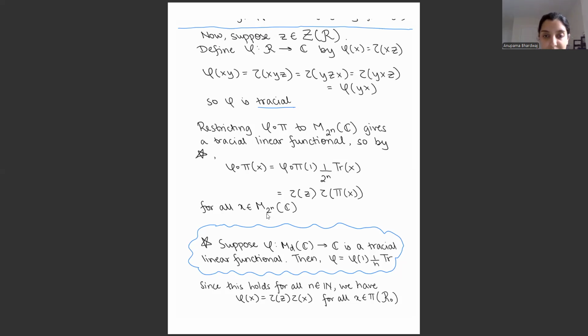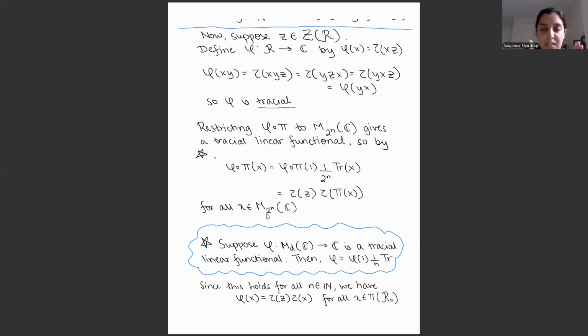The thing that I'm using is, suppose I have a tracial linear functional from a matrix algebra M_n(C) to C, then the result is that that linear functional is equal to the linear functional evaluated at 1, the identity matrix, times 1 over n times the trace, which is a super powerful result if you think about it. Because this phi composition pi that I have above is a tracial linear functional, phi composition pi is equal to, by this result, phi composition pi evaluated at 1 times 1 over 2 to the power n times the trace of x.